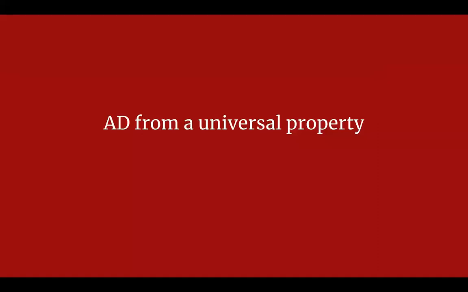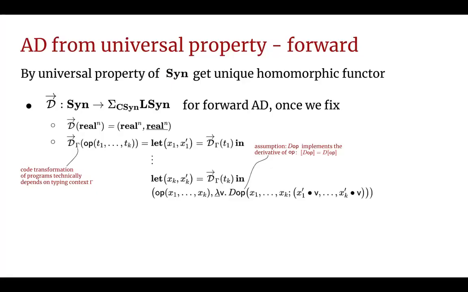Okay, so I'll show you how that works now. So now we're in a place where we can derive the AD algorithms from their universal property. And let's first do that for just ordinary forward mode AD. The idea is that by the universal property of the source language, we should get a unique structure preserving functor, so a unique homomorphic functor, once we fix the definitions on the generators for the types and for the morphisms. So we need to say what the space of primals and space of tangents associated with n-dimensional real vectors are. Well, we just take the type of n-dimensional real vectors for both the primals and the tangents there.